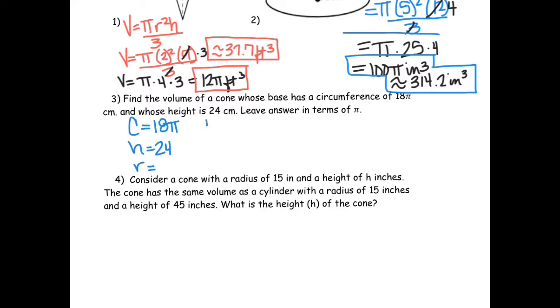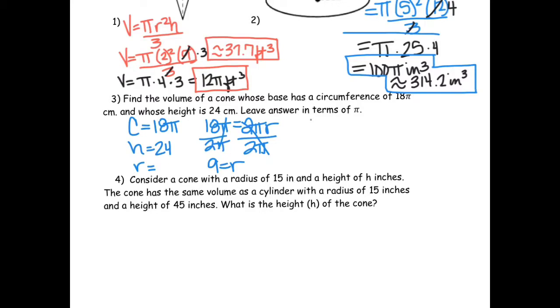So I remember that the radius can be found using the circumference formula, 2 pi r. I'm going to divide both sides by 2 pi. And I discover that my radius is 9. 18 divided by 2 is 9. So that is my radius.